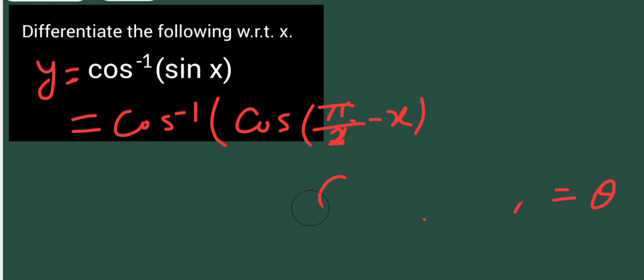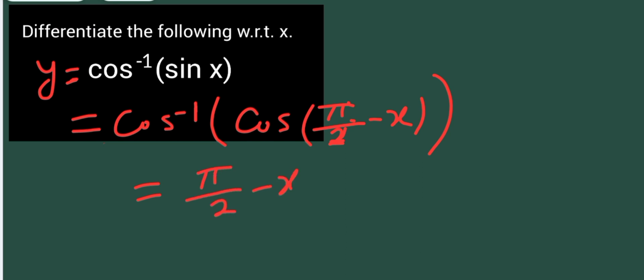Okay, and using this, cos inverse cos will finish. If this finishes, this is pi upon 2 minus x. So ultimately y we got as pi upon 2 minus x, and what we have to do is differentiate this function. So we have to differentiate y with respect to x.